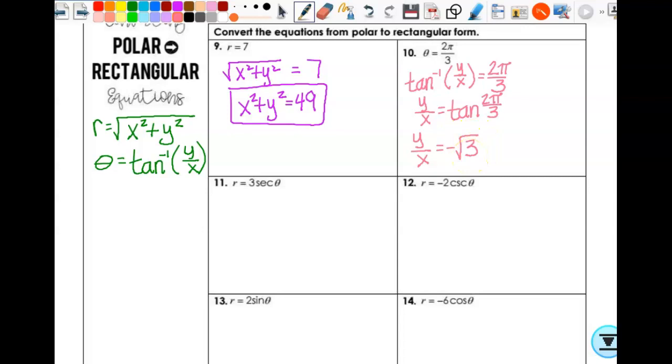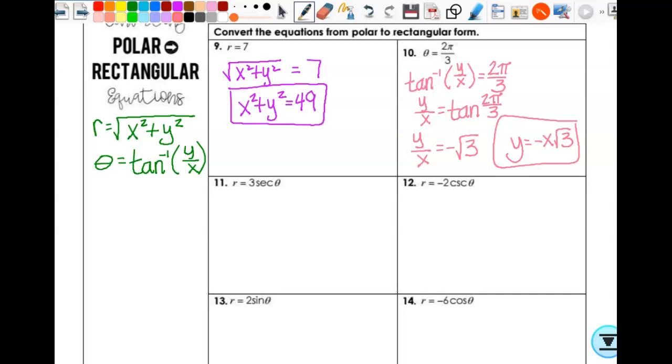Let's solve for y. Multiply both sides by x. And I get y equals negative x times the square root of 3. Or a negative square root of 3 times x. But you got to be careful with that so it doesn't look like your x is under the square root. It's kind of safest always to put them last, but it's correct either way. Any questions at this point? Okay.